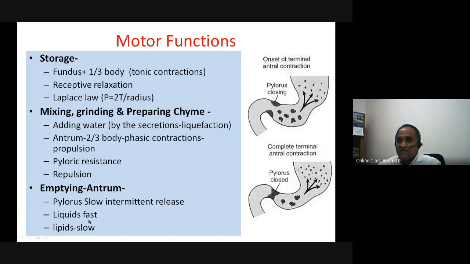In the emptying process, the liquids move faster and the lipids move slower. Intermediate are the solid particles. Of course there are no solid particles, and they may be liquefied in the process. These are the motor functions. To say it again, the storage, the mixing, grinding, and preparing, and the emptying as required. Here I mentioned how these are made into smaller fragments.